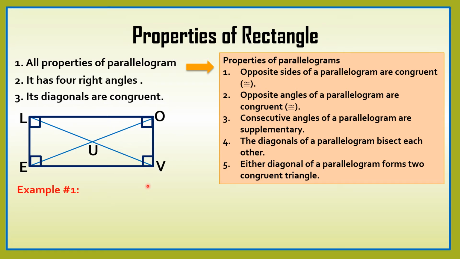Let's have an example. Find EO if LU is equal to 6. So let's label this with 6. So what we are looking for is the measure of EO. Since the diagonals are bisected, meaning the segment is divided into two congruent parts, if LU is 6, UV is also 6. So the whole length, LV, is equal to 12. So if LV is 12, therefore, EO is also 12.